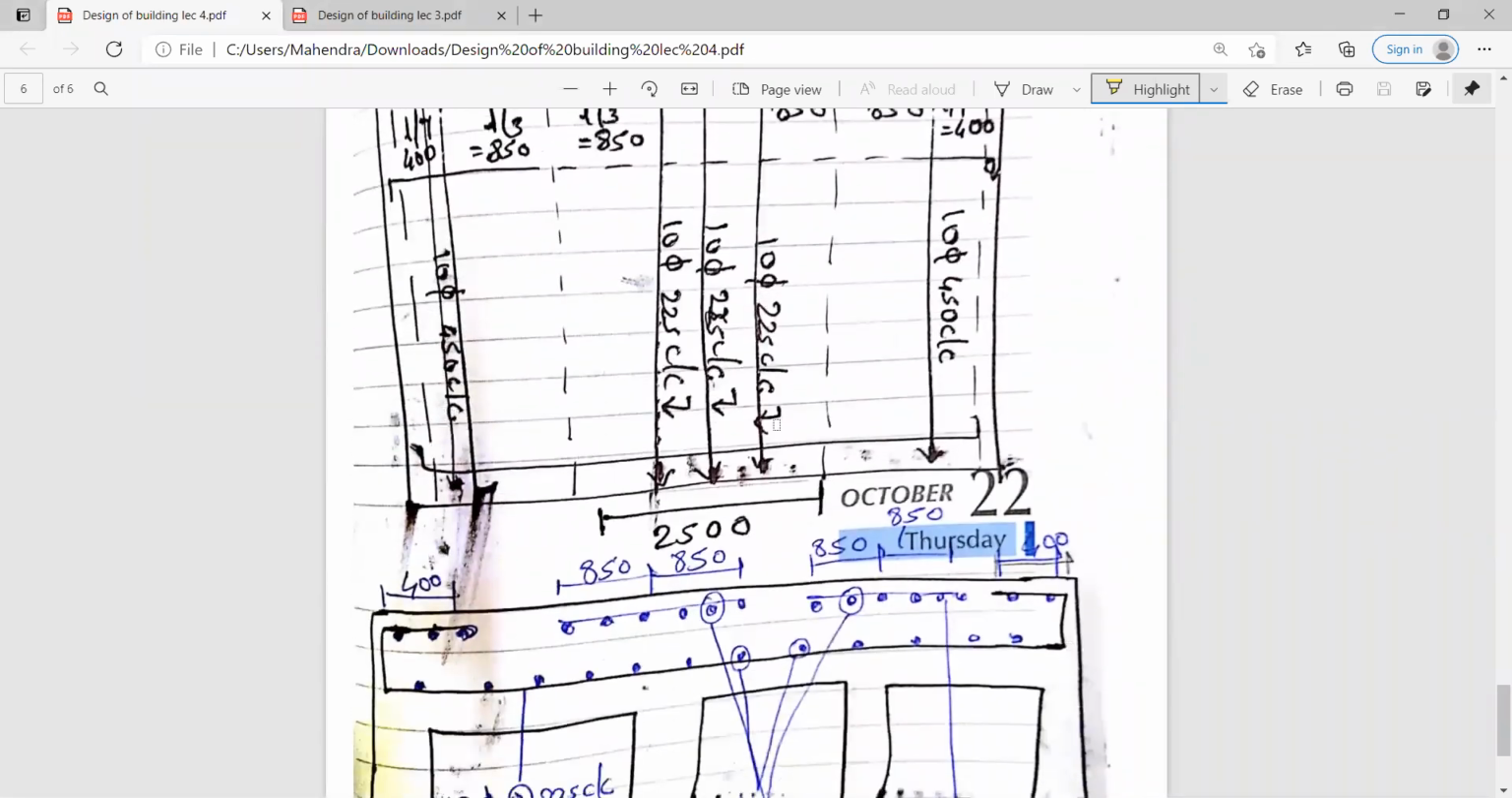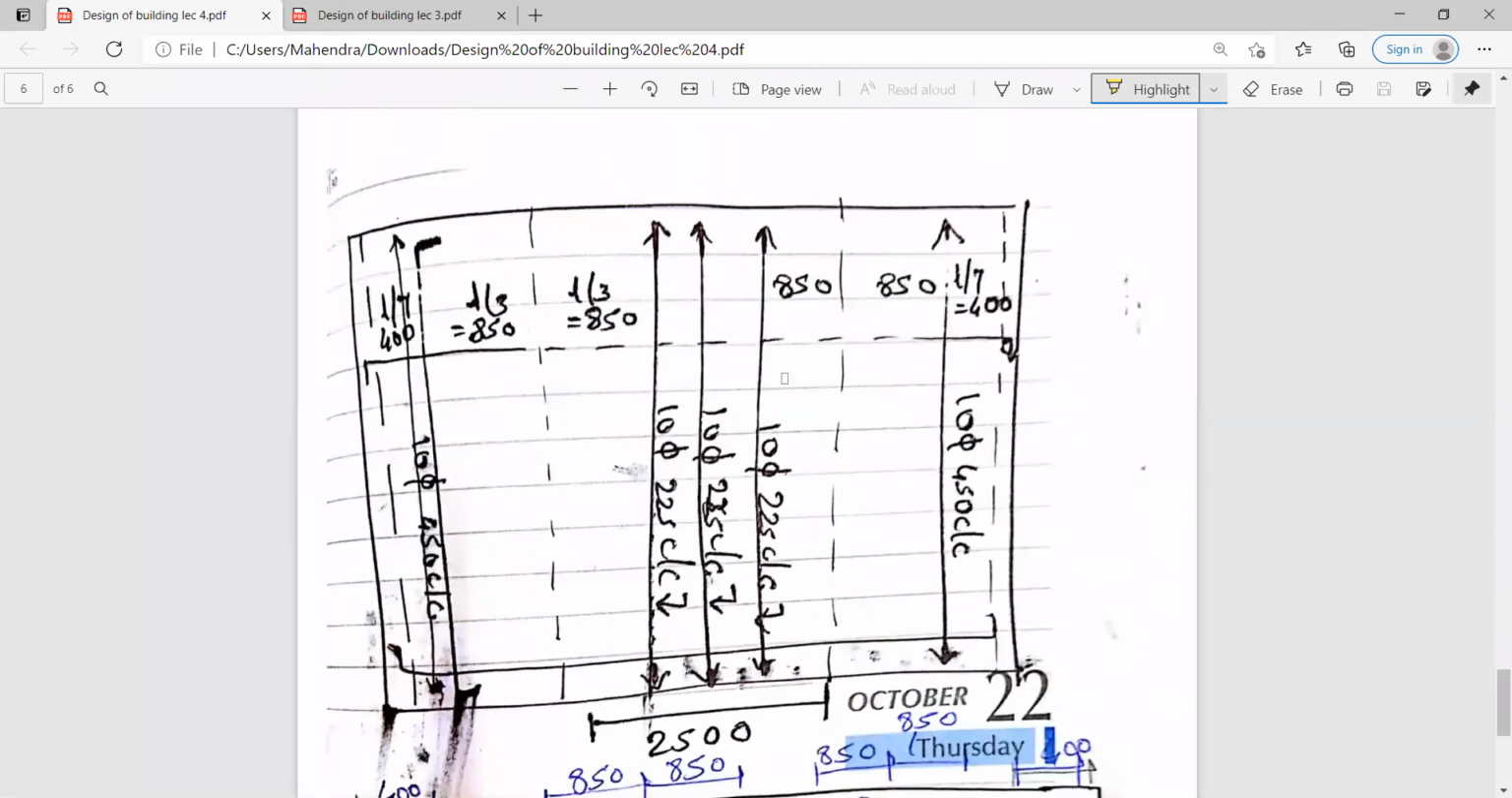So this is your next detailing part. So these are all the reinforcement that you are provided. We are running short of time. We have the last 2 minutes. So those who have not given the attendance, give your attendance in the chat box.